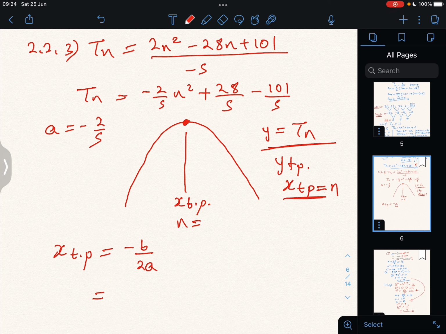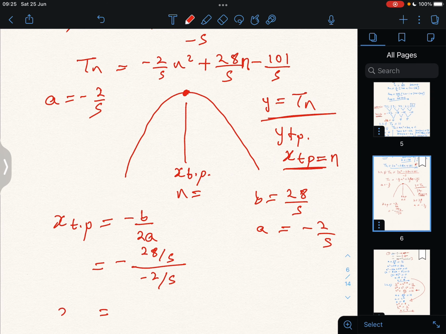So that will be negative b. I've made a mistake here, my apologies. So that's positive 28 divided by 5. The value of b is 28 divided by 5, and the value of a is -2 divided by 5. So that is 28 divided by 5, all divided by -2 divided by 5.